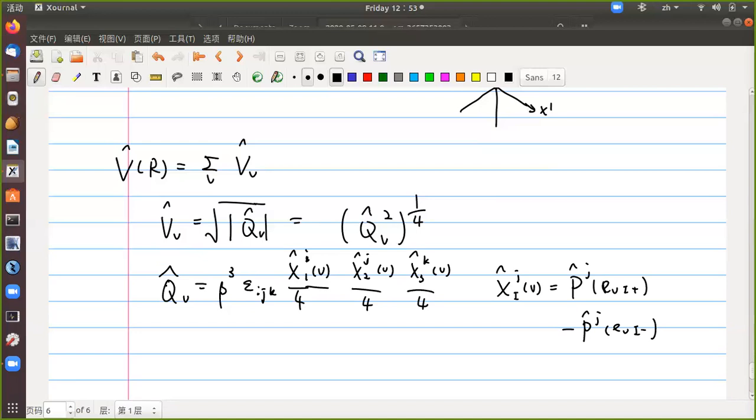All right, so let me stop here. So it's better to stop. Yeah. So we continue to talk about volume operator next time. So any question?